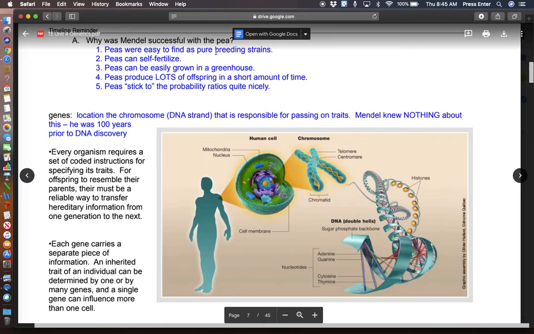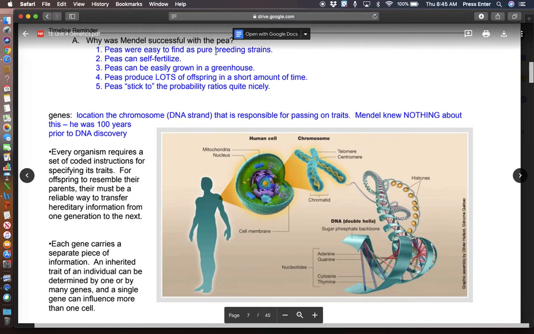First off, Mendel and his peas. There were 5 main reasons that he used the peas in his monastery up in Brunn, Austria. Peas are very easy to find as pure breeding strains. If you want all tall peas, they will be all tall peas. If you want all wrinkled seeds, they'll be all wrinkled seeds. Peas can self-fertilize. So if you have one pea plant with flowers, you have enough.